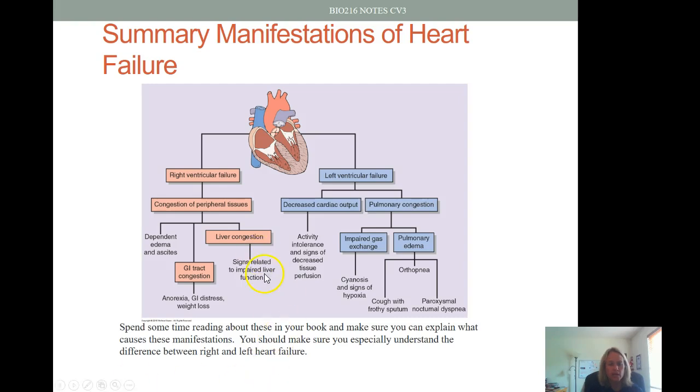I'd like you to take some time reading about the manifestations in your book and make sure you can explain the causes of these manifestations. You'll also want to compare and contrast right ventricular failure with left ventricular failure and the various signs that you'd see, particularly noting some of the things that are going to be different. Where is the backup congestion?